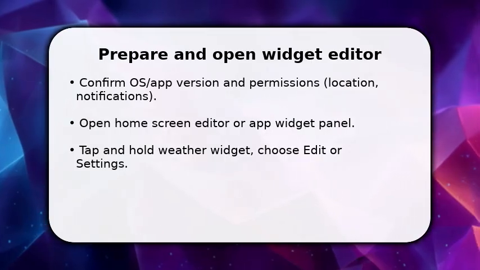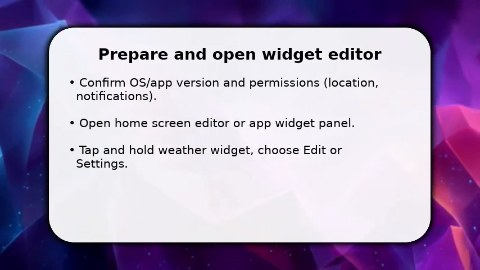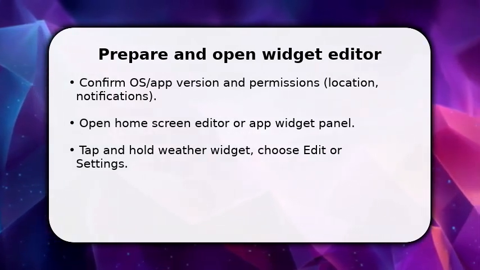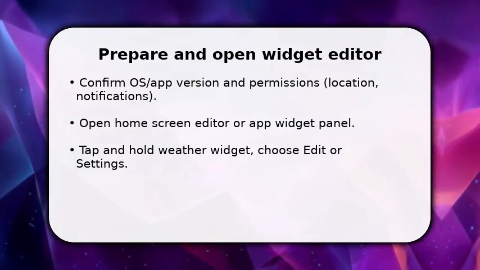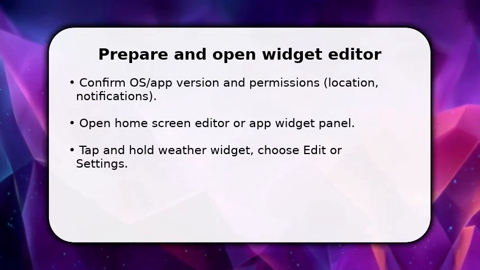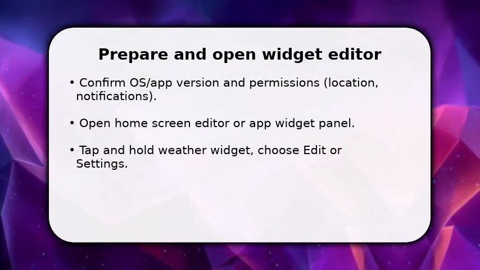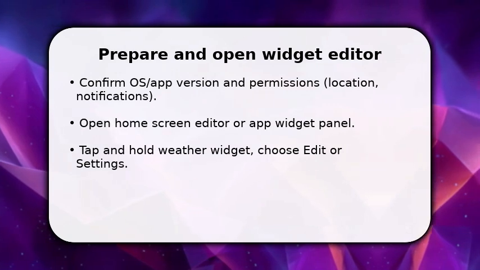You start by verifying the app and OS have location and notification permissions so data updates reliably. Once done, open the home screen editor or the widget gallery and locate the weather widget you want to change. Tap and hold the widget and select Edit or Settings.